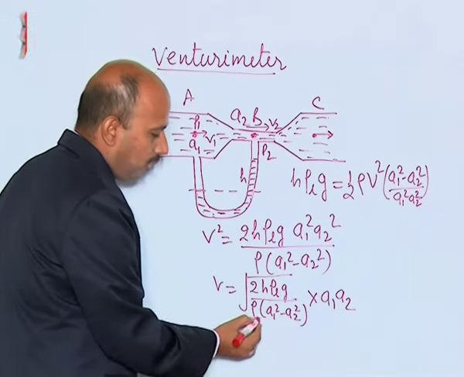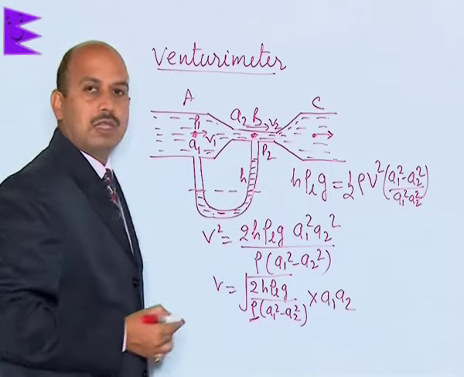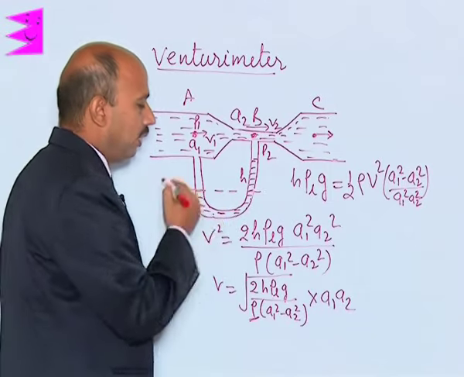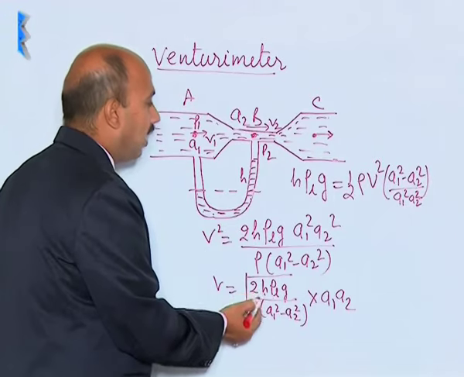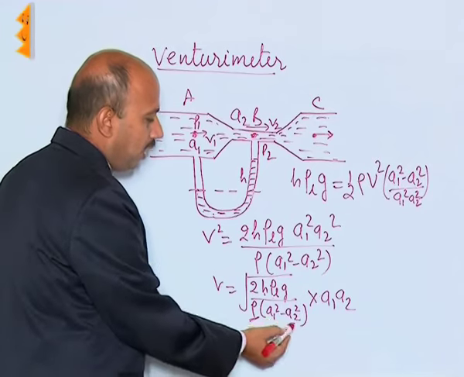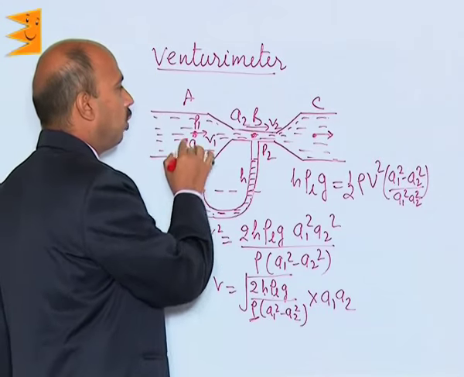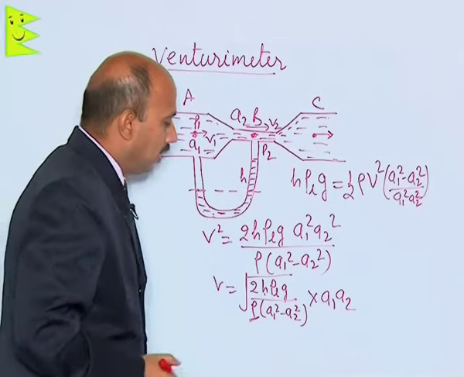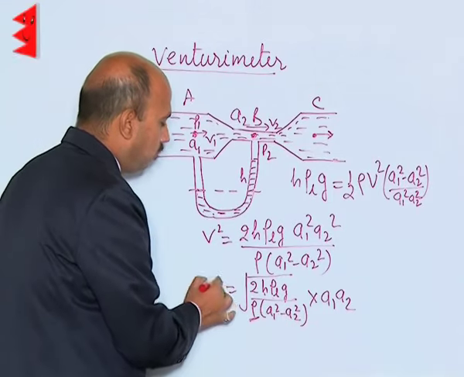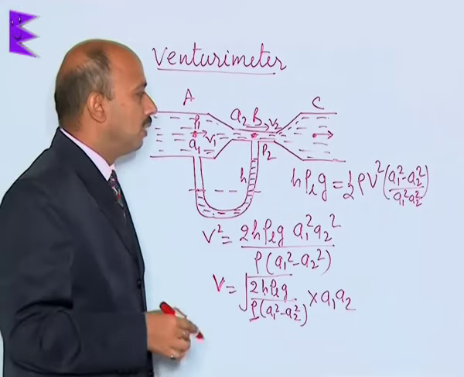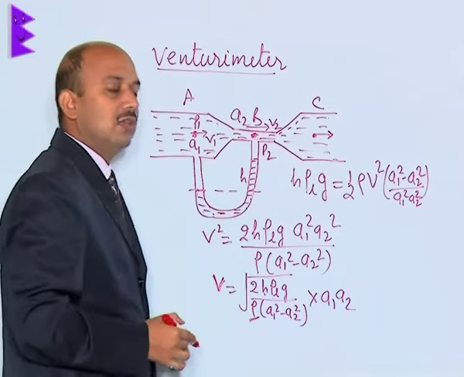Here rho is the density of the liquid flowing through this tube and rho L is the density of the liquid in the manometer. h is the height difference in these two levels, and A1 and A2 are the areas of cross section of the wider tube A and the narrow tube B. So by putting all these values you can calculate the amount of liquid, that means the volume of the liquid flowing per second through this tube.